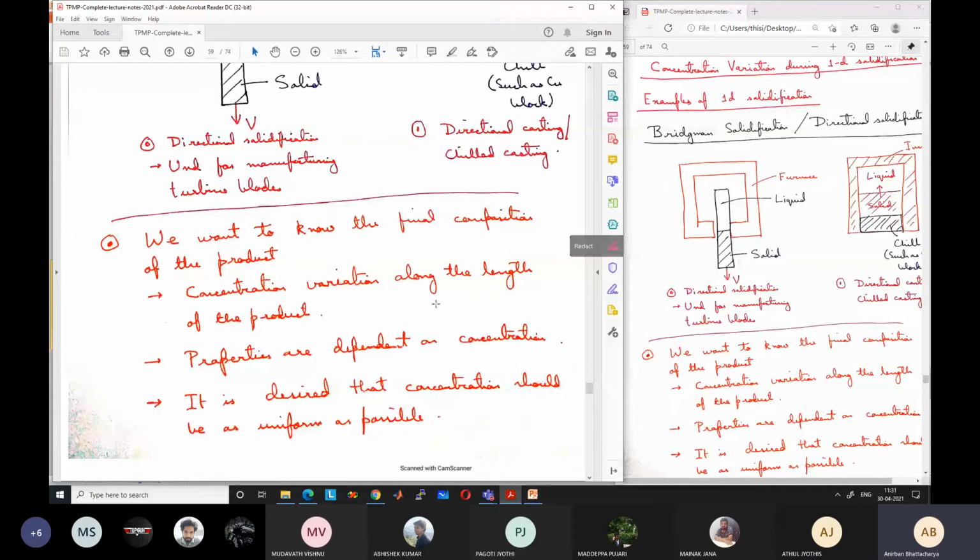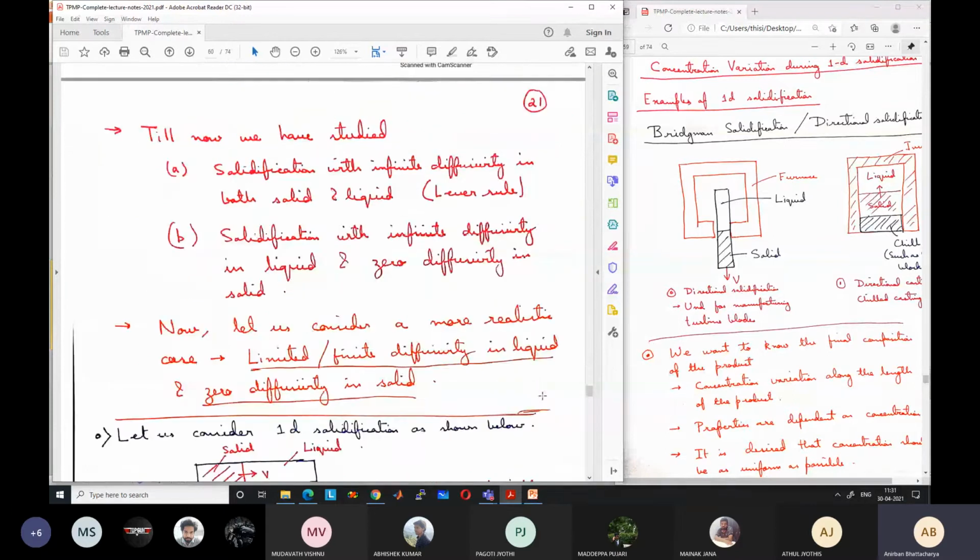So to study this, we are going to consider a case where we have zero diffusivity in the solid. We are going to consider a more realistic, real life scenario where there is zero diffusivity in the solid, but instead of infinite diffusivity in the liquid, there is finite diffusivity in the liquid. So the diffusivity in the liquid is not infinite.